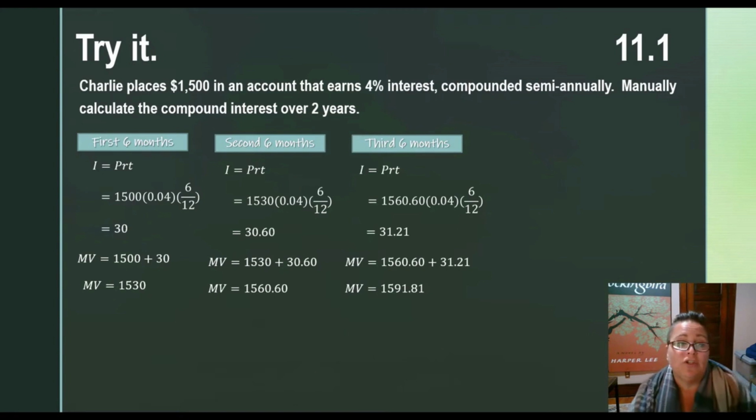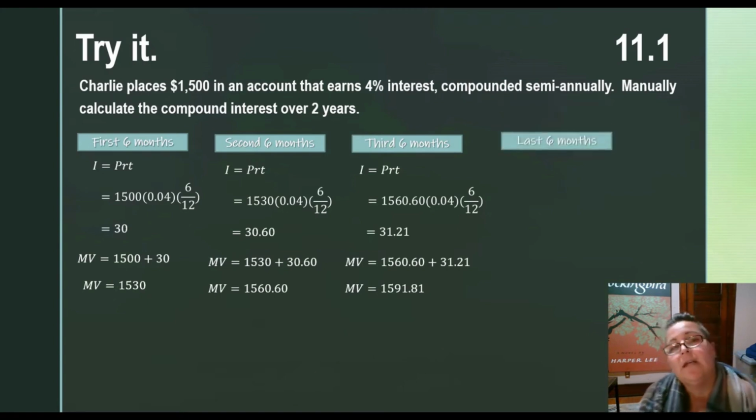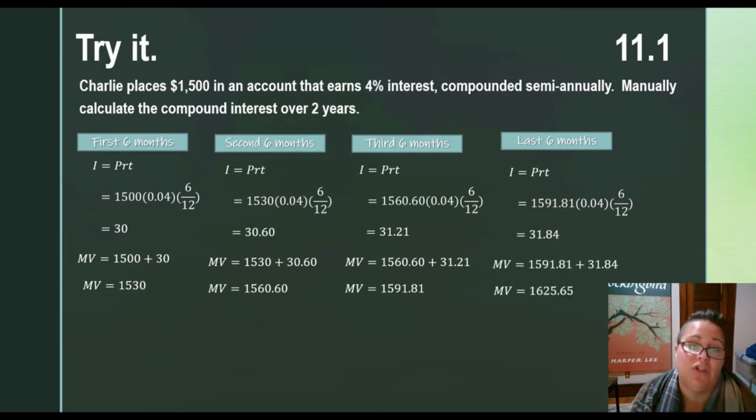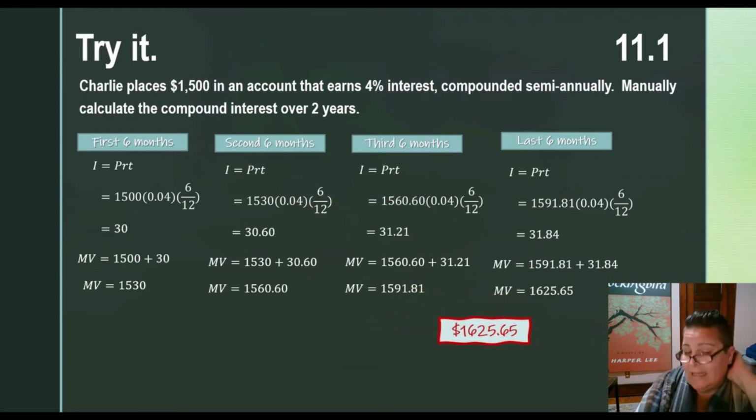This gives us a new maturity value of $1,591.81. During our last 6 months, we'll use that $1,591.81 as our principal. We'll use that at 4% interest for the remaining 6 months, which gives us $31.84. Again, slightly more than the last bit of interest. This gives us a maturity value of $1,625.65.